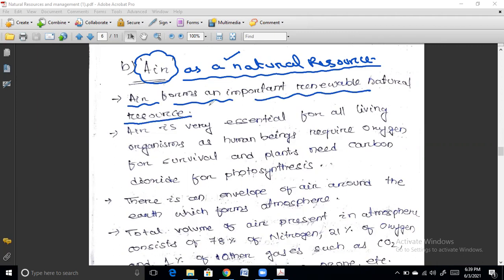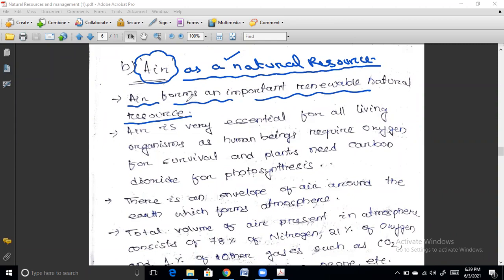Yes, we know that, because air contains oxygen, nitrogen, and carbon. So different chemicals or different gases are present in the environment, in the air, that are helpful for human beings as well as other living organisms. Oxygen is very important for all living organisms. We need oxygen to survive.